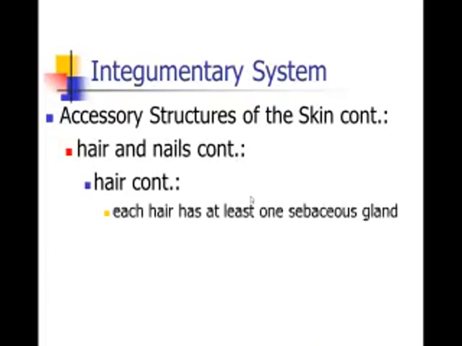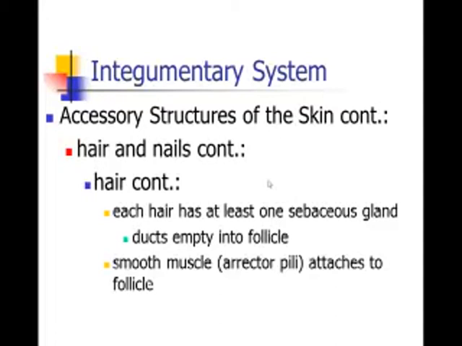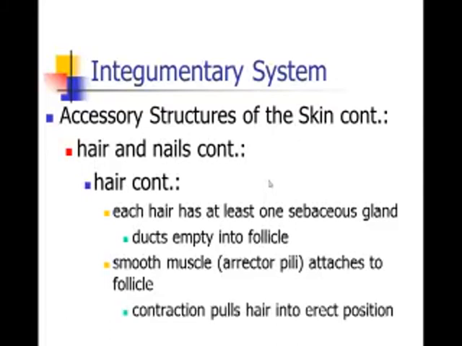So each hair is going to have a sebaceous gland associated with it, and the sebaceous gland ducts empty into the follicle. There are also smooth muscles. These are erector pili, and they attach to the follicle. And we've talked about that before. Remember, these smooth muscles are responsible for causing the hair to become erect on the surface of the body.